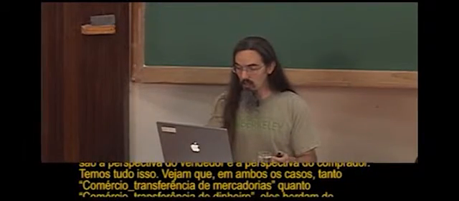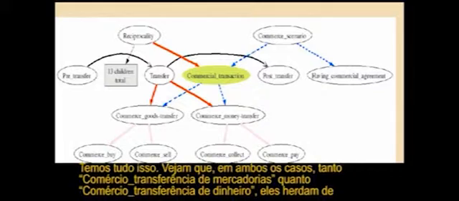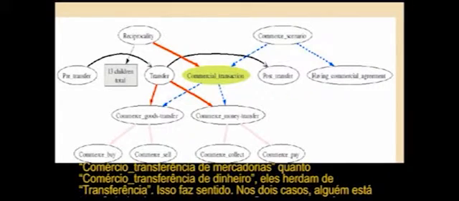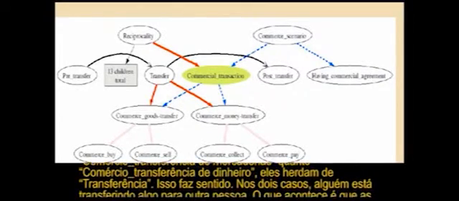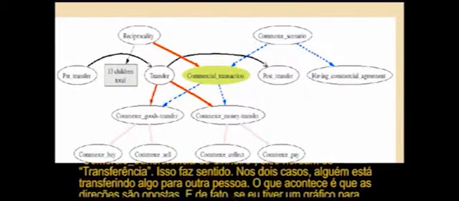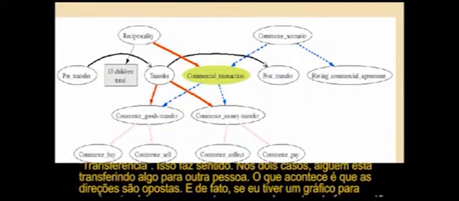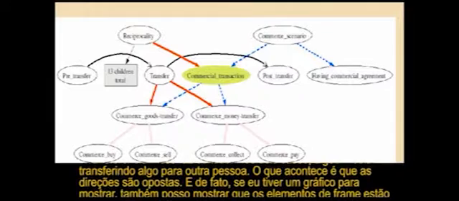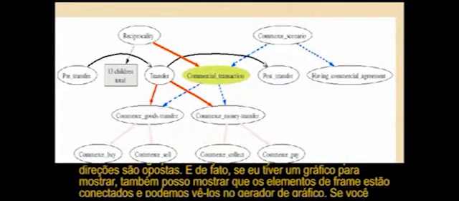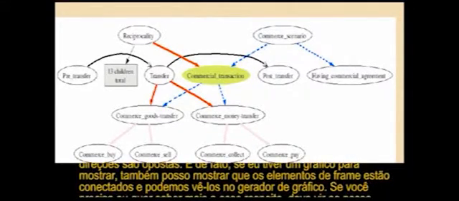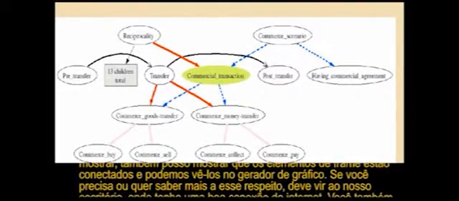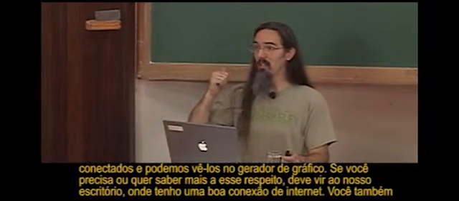You can see here that in both cases of commerce goods transfer and commerce money transfer, that they inherit from transfer. That makes good sense. I mean, in both cases, somebody is transferring something to somebody else. It just happens to be that the directions are opposite. And in fact, if I had the frame grapher here to show you, I could also show that the frame elements are connected, and you can also see those in the frame grapher. So if you need or want to know about that, you should come to office hours where I have a good internet connection.